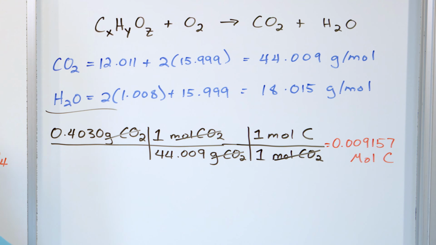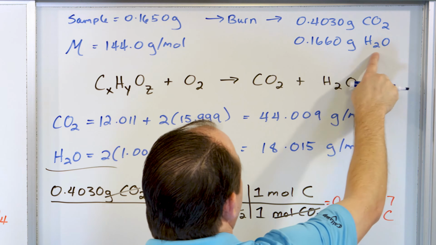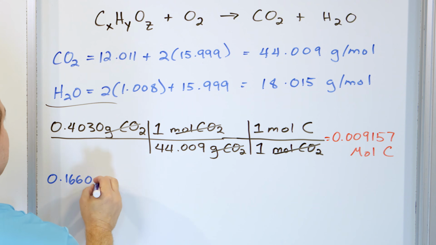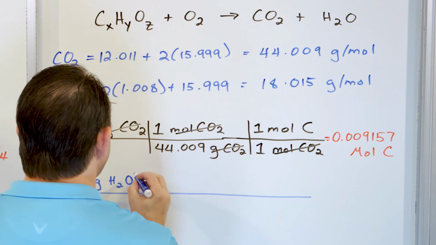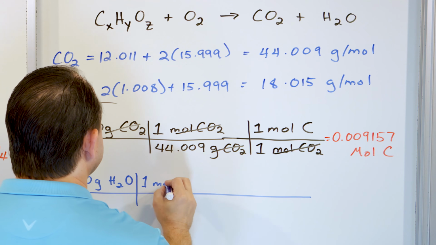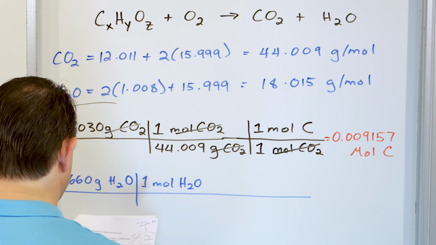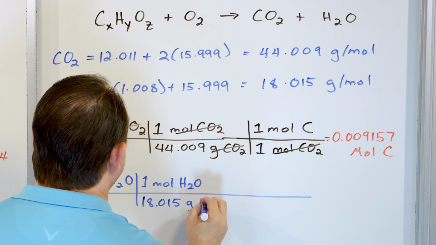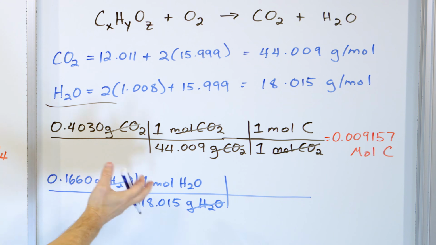Okay, so let's do the same thing for the other thing that we can do, which is hydrogen. We now know how much water is produced: 0.1660 grams of H2O. We now know the molar mass of H2O. 1 mole of H2O, we just calculated 18.015. So we put 18.015 grams H2O. All right, grams of water cancels with grams of water. If you stop the calculation now, then you figured out how many moles of water are in the product.